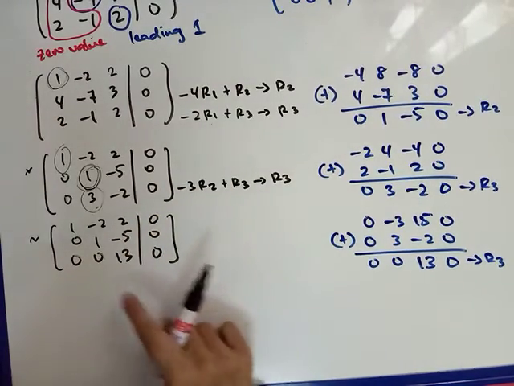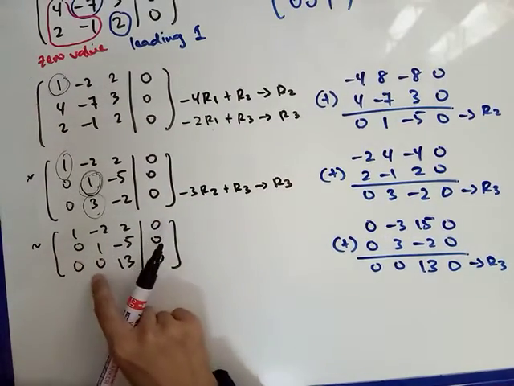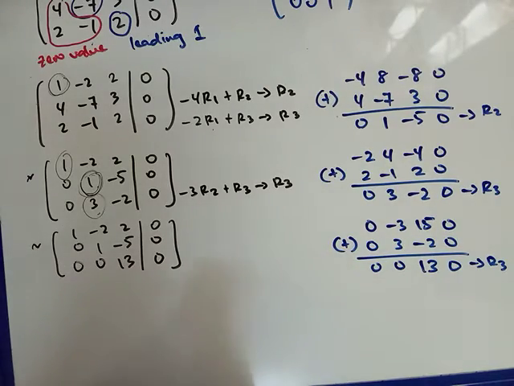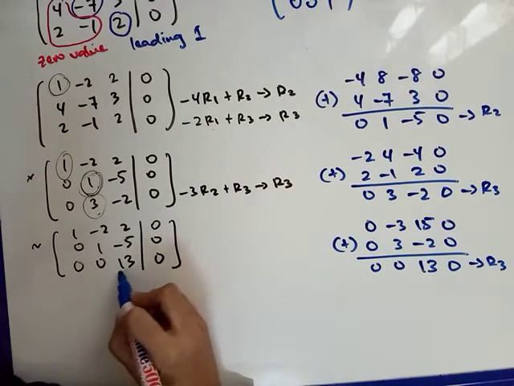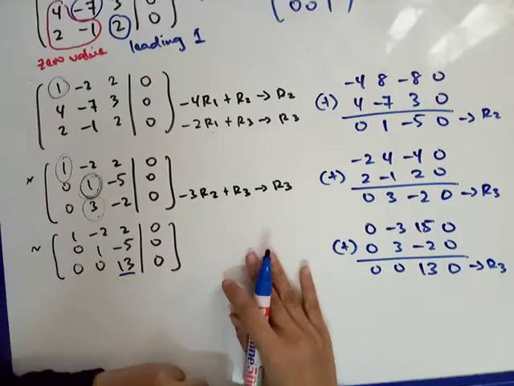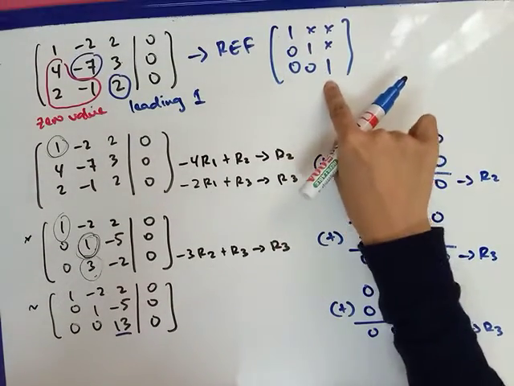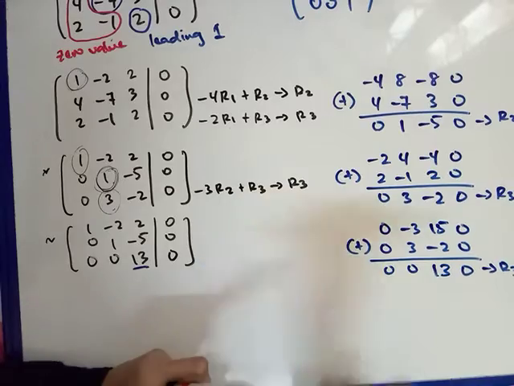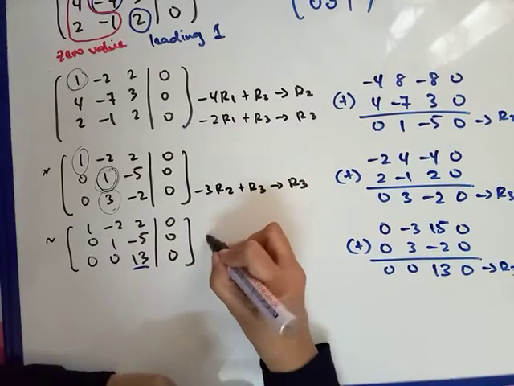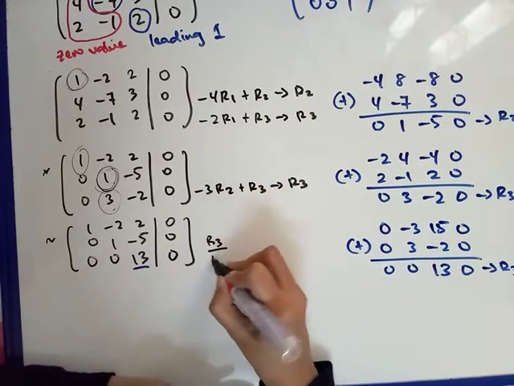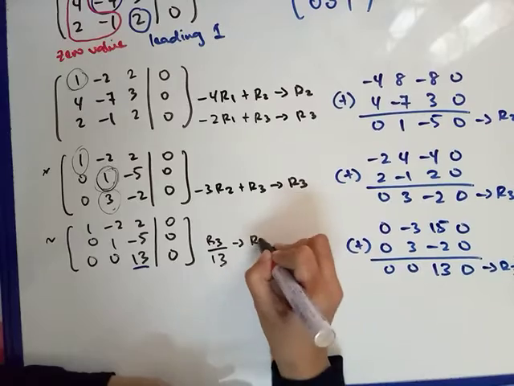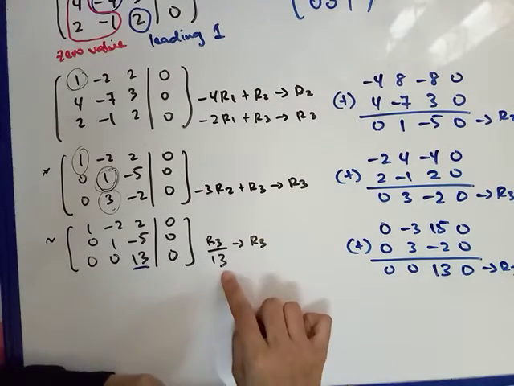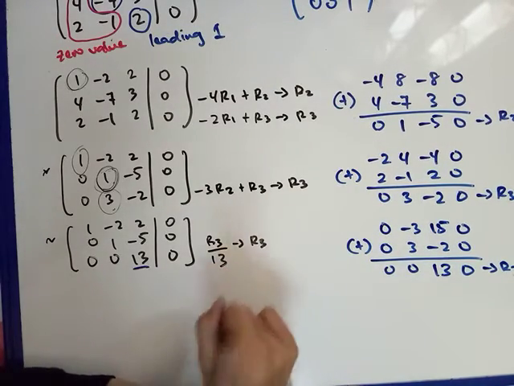Okay, so we have made this one 0. The last one, for this value 13, we need to make a leading one. So row 3 divided by 13 equals the new row 3. Why divided by 13? Because 13 divided by 13 we get 1.